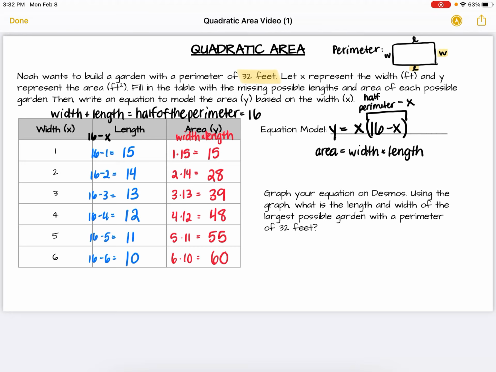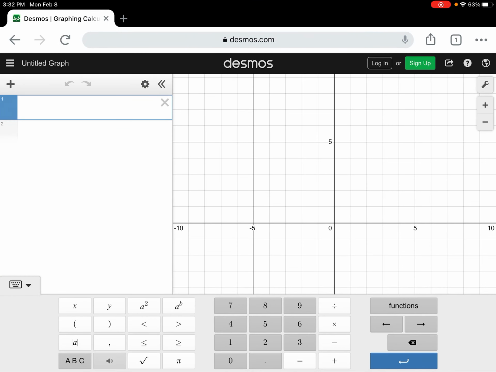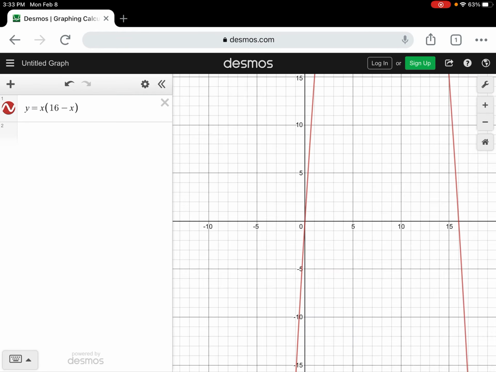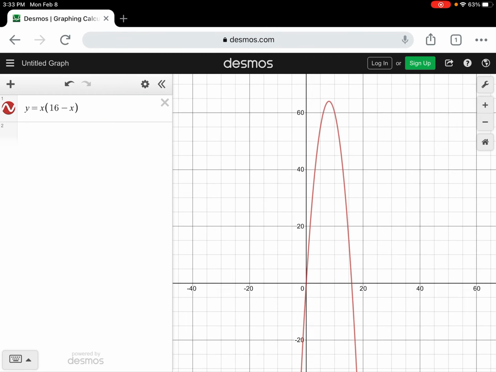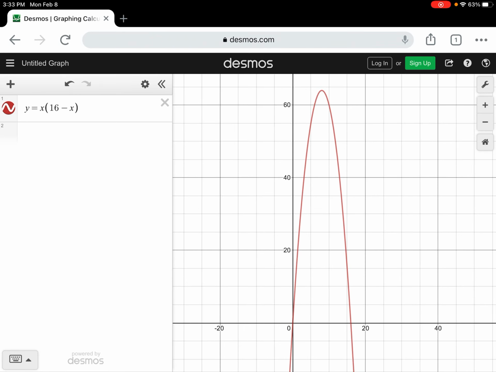Now we can go ahead and graph our equation in Desmos. And then using that graph, we're going to find the length and width of the largest possible garden with a perimeter of 32 feet. So I'm going to go over to Desmos and type in y equals x times 16 minus x. Oops, I forgot the 6. 16 minus x, parentheses. Okay, I'm going to need to zoom out. So I want to find the largest possible area. That's going to be the very top of my graph. And I just need to look at the point it gives me.